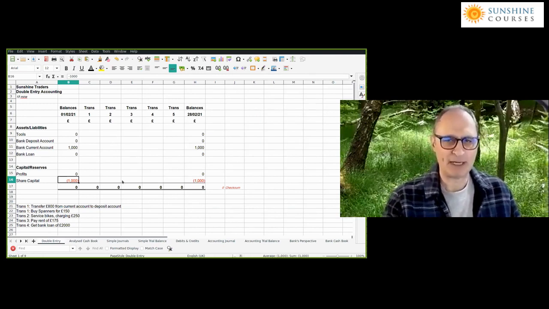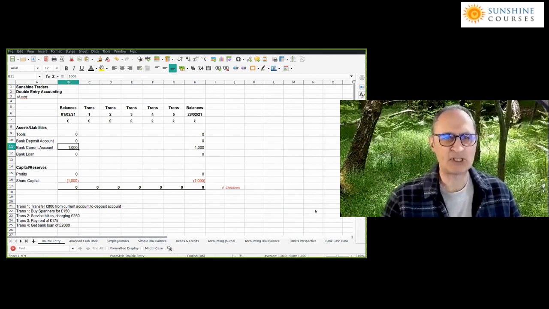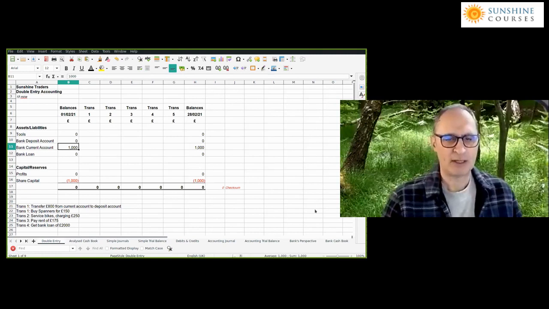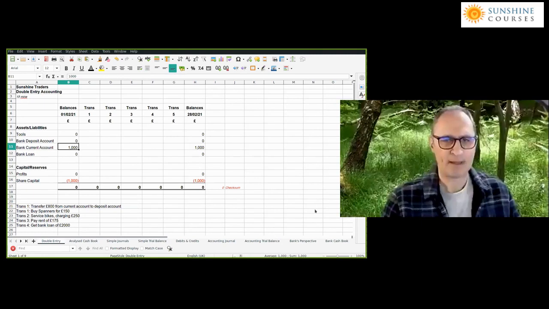But the idea of double entry is that for every single transaction you carry out in your accounts, and I mean literally every single transaction, there's always two sides to the entry. One is what you have taken the money from, and the other side is what you've done with that money. So the idea of double entry accounting is to account for both sides of any transaction. So for example, we've got £1,000 in the current account.